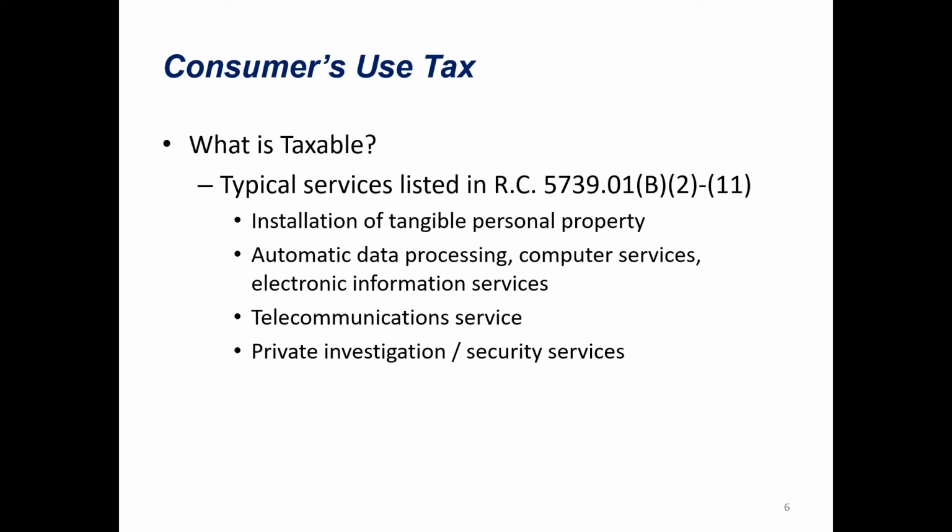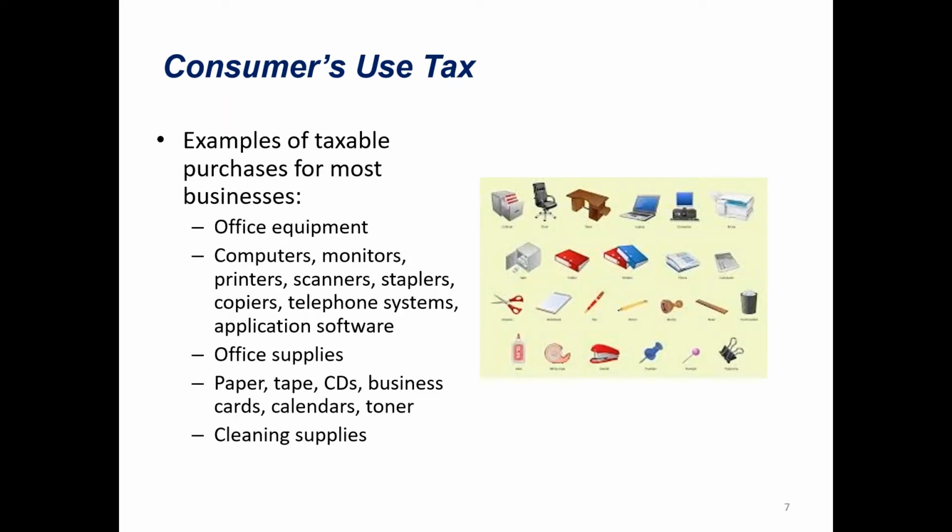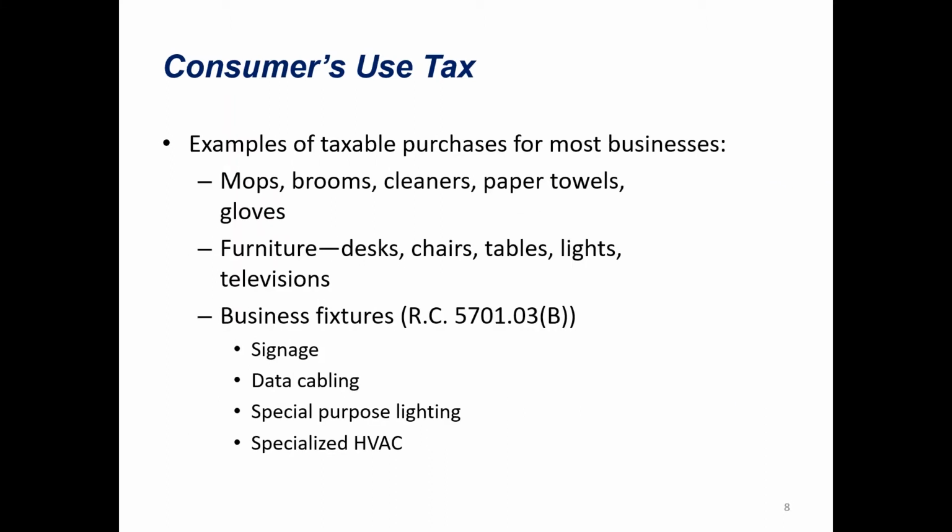One of the other ones, we have specified digital products, and those are music downloads, videos, books, ringtones, things like that. Other items taxable to most businesses are office equipment, your computers and your monitors, telephone systems, application software, so items that are pre-written computer software like Microsoft Office, that is an application software subject to the sales tax. Office supplies, cleaning supplies, furniture, business fixtures.